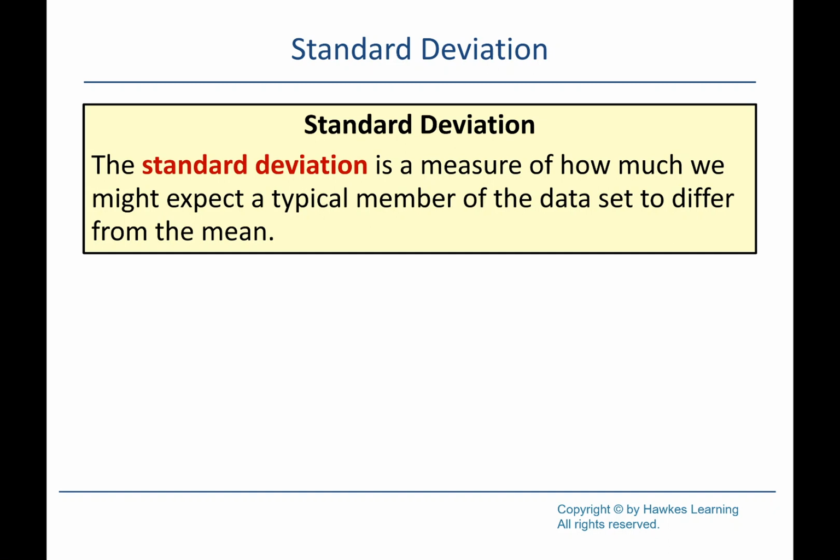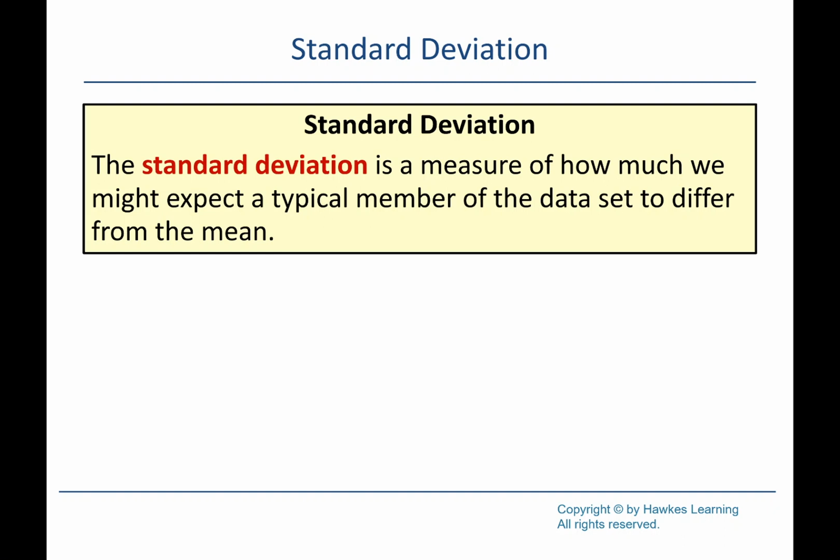So here we have our definition. It says it's a measure of how much we might expect a typical member of the data set to differ from the mean. Another way of saying that: how far do we expect a normal or just a general data value to be away from the mean? That's standard deviation. We're going to look at the formula in a second, but the idea here is we want to get the idea of what it's telling us.